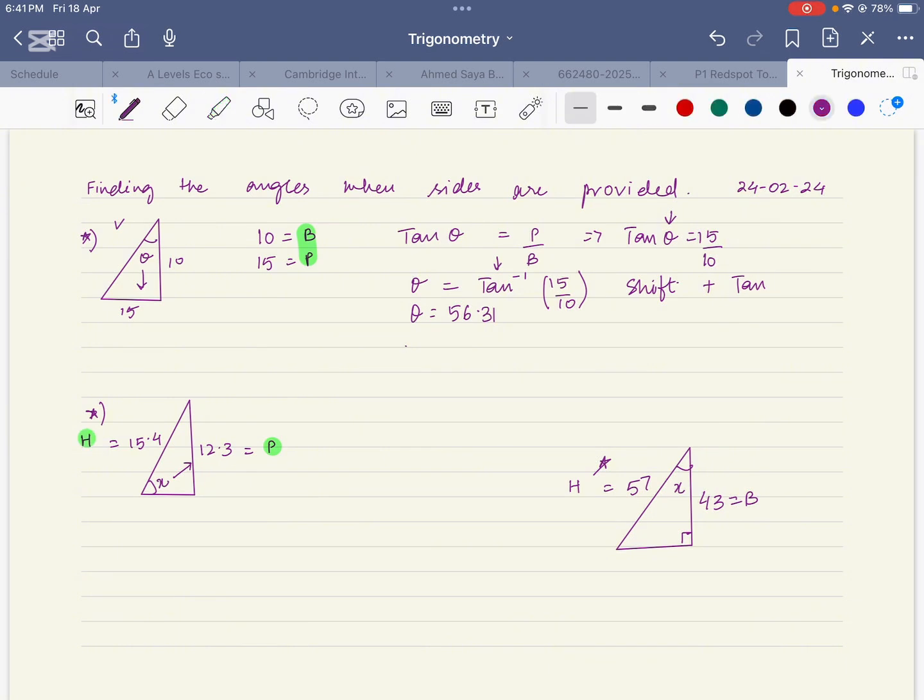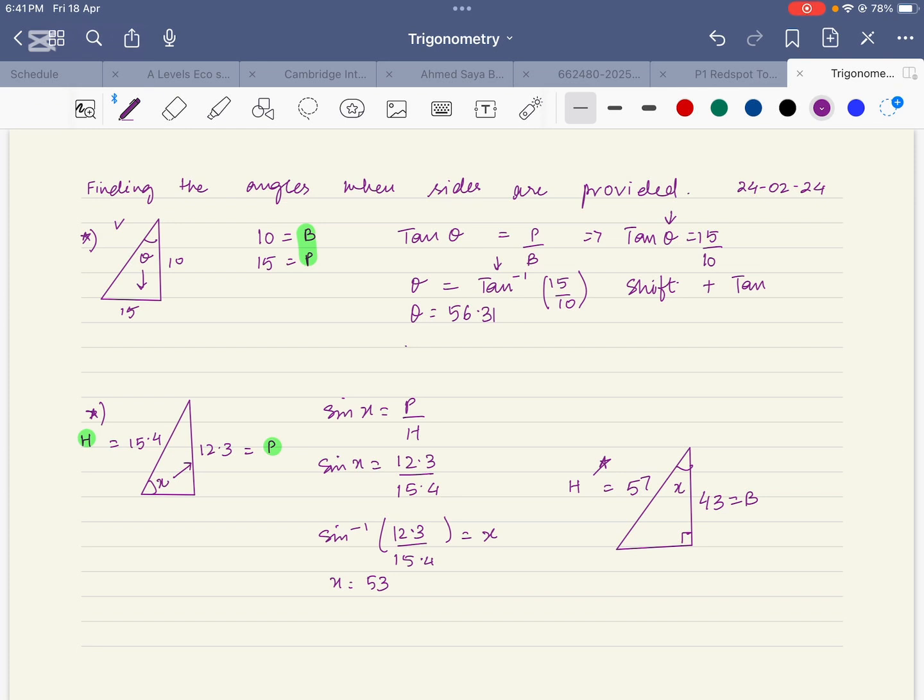For the second one, we have perpendicular and we have hypotenuse. So the trigonometric ratio that involves perpendicular and hypotenuse is sine. Sine x is equals to perpendicular upon hypotenuse. Sine x is equals to 12.3 upon hypotenuse. Sine inverse 12.3 upon 15.4 is equals to x. So x is equals to sine inverse 12.3 divided by 15.4, which is 53. In this case, x is equals to 53.